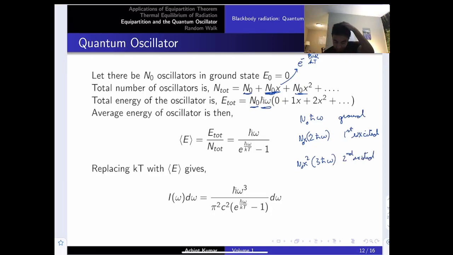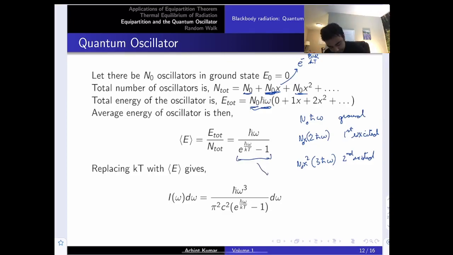We have to add up the total energies, which I have done here, and then the average energy of the oscillator is the total energy divided by the number of oscillators. And if you plug in the numbers and simplify, you get h bar omega over e to the power h bar omega over kT minus 1. This is the average energy of the oscillator. And so we replace kT, which we had earlier assumed was the average energy of the oscillator, but it turns out it is not kT, it is this expression.